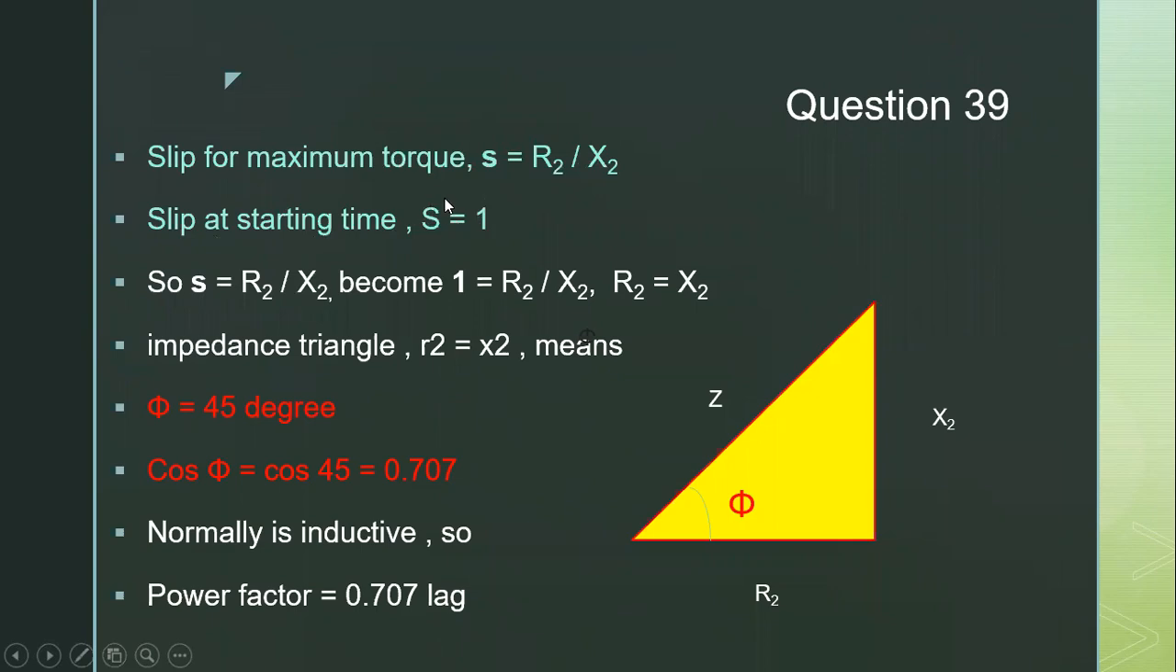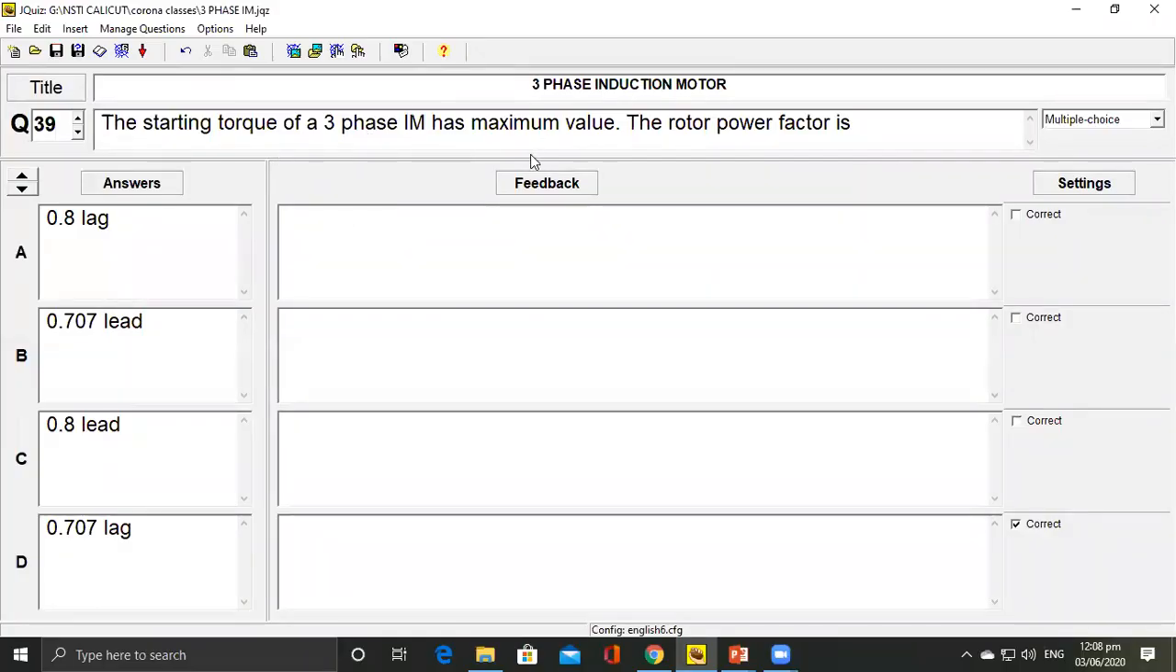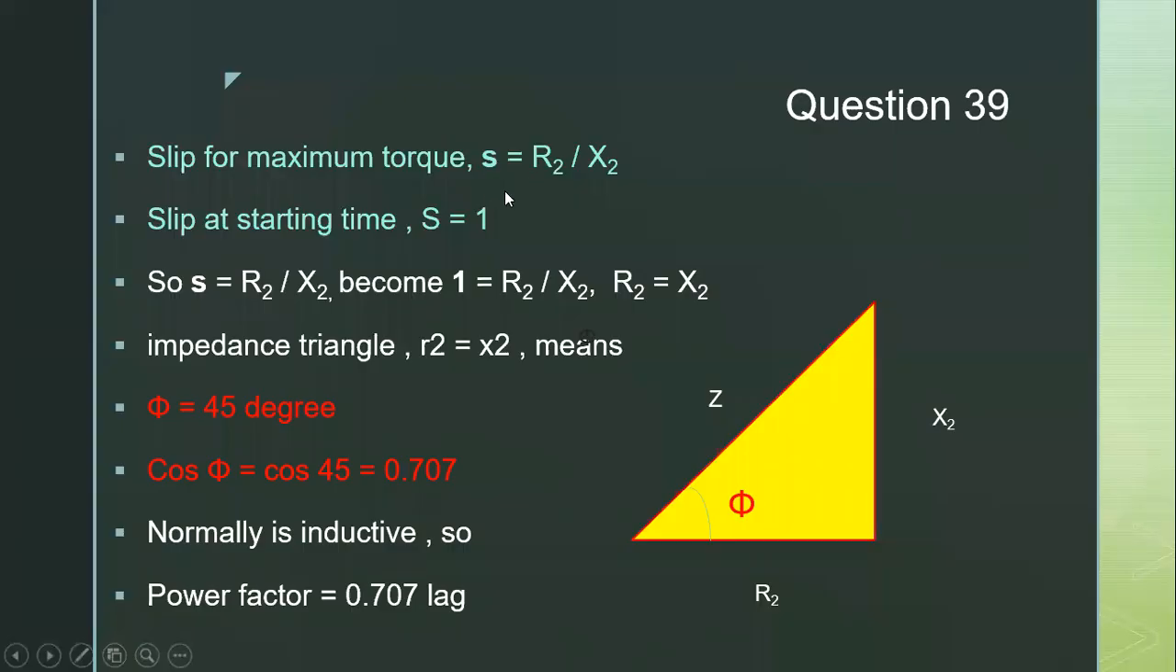So in the question, at starting time the rotor torque has a maximum. At starting time the slip is equal to 1. Slip equal to 1 means R2 by X2, so at starting time R2 is equal to X2. You can see an impedance triangle: this is the resistance, this is the reactance, and this is the impedance. R2 equal to X2 means the adjacent side is equal to the opposite side. That means this angle will be 45 degrees.